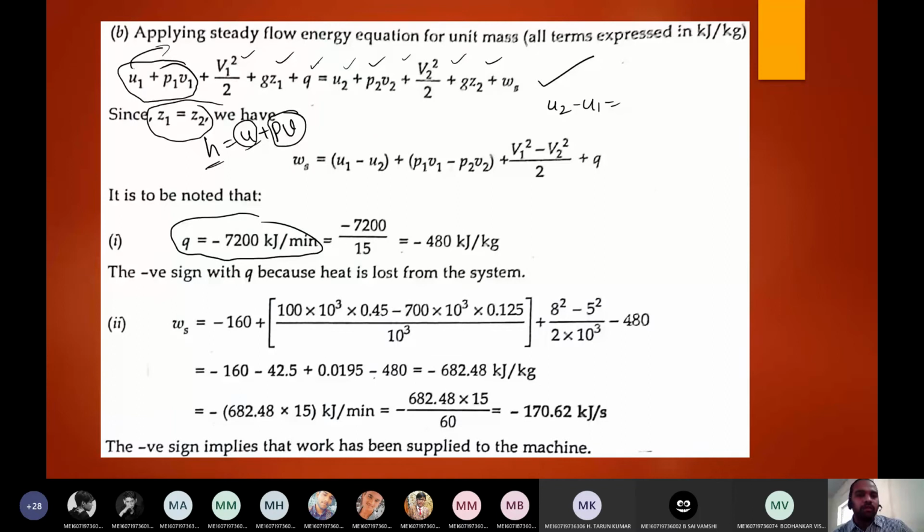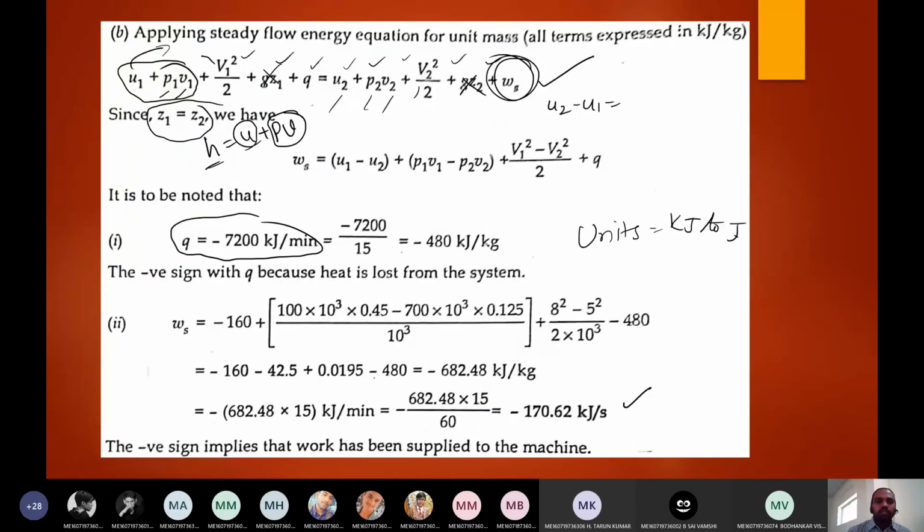I can substitute that value, and P1 value is given, pressure at inlet, specific volume at inlet is given, right? And V1, the velocity at inlet, is given, and Z1 is not there, can be eliminated. Z2 is also eliminated. And what is unknown here? U2, P2, V2 are known, then WS is the only unknown. You have all the data with you. Just substitute the data, you will get the answer. Only thing is units you need to take care. We already converted kilojoules to joule.